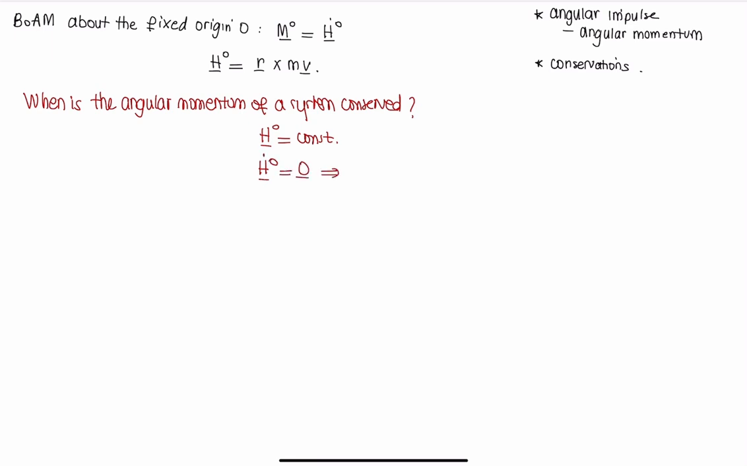So that is the case if the sum of moments about O is equal to 0. If the sum of moments about O is equal to 0, then H dot O is equal to 0 and the angular momentum of the system is conserved. So when M_O, the sum of moments about O, is equal to 0, that's our answer. Let us think of an example.